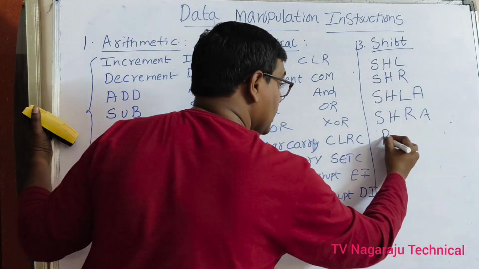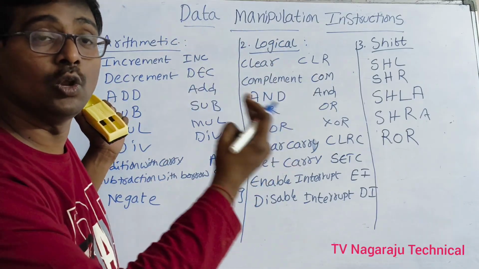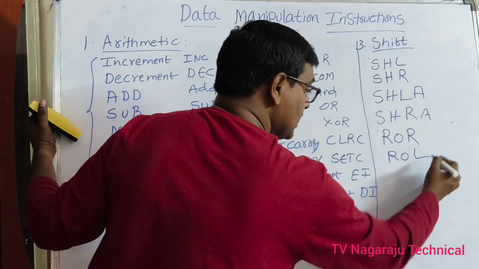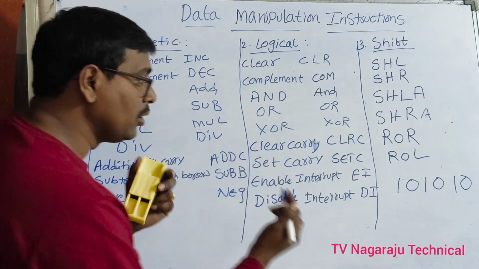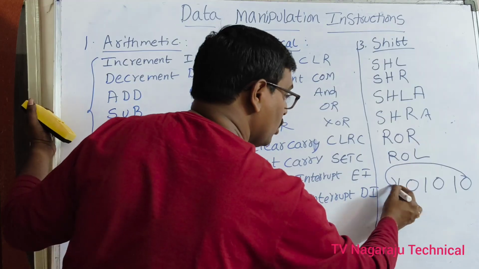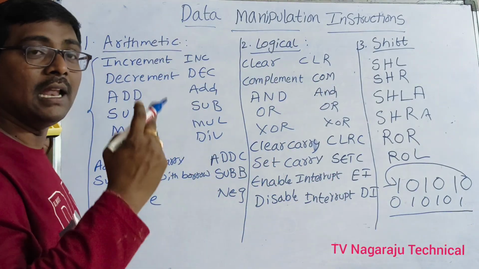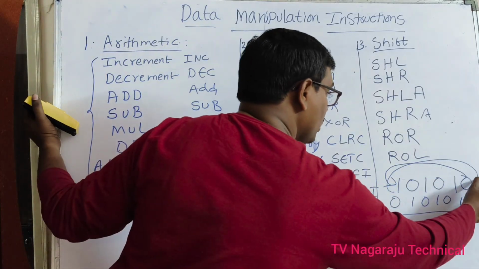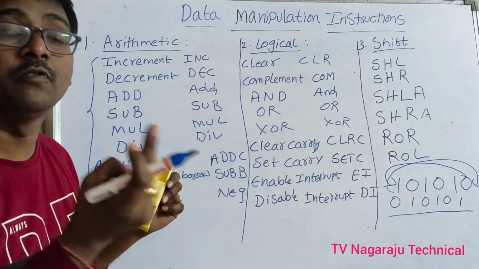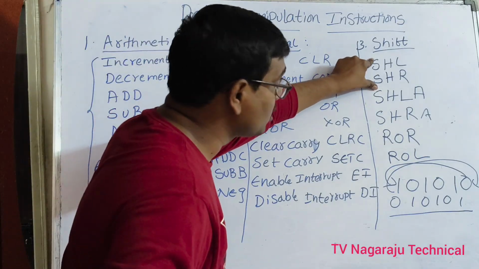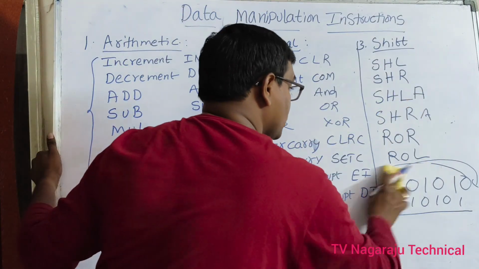Along with that, the next one is right rotate. Simply the bits are rotated in a right circular fashion. ROL in the sense left rotate. Suppose 1, 0, 1, 0, 0. If they are in right rotation, simply this is moved to here: 0, 1, 0, 1, 0. Left rotate in the sense, simply this is moved to here. Right rotation and left rotation are simply circular shift operations. So we already discussed logical shift operations, circular shift operations and arithmetic shift operations.